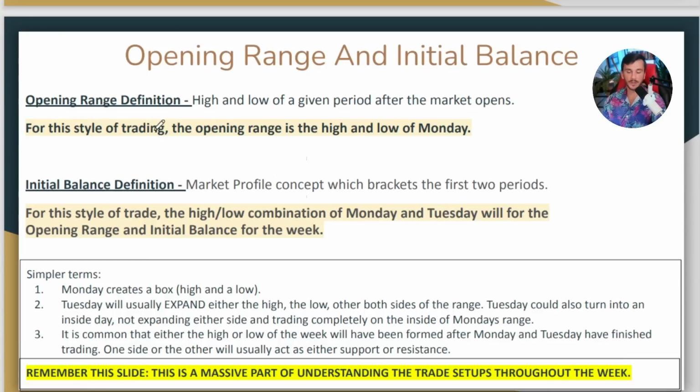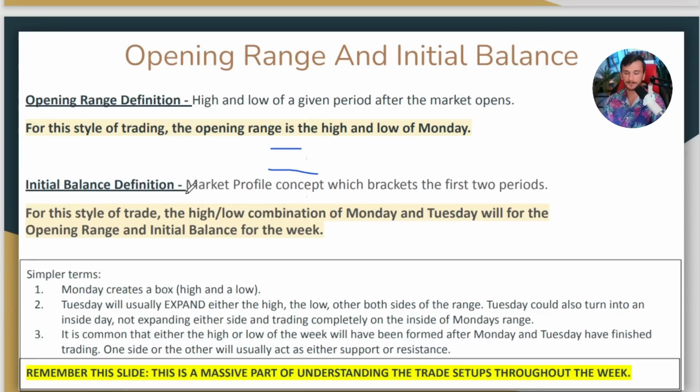So what is the definition of the opening range? The high and low of a given period after the market opens. I'm sure some of you have heard about the first 15 to 30 minutes after the market opens. Some people use the first hour or something like that. But for this trading style, we're going to talk about the opening range as Monday. The high and the low of Monday, the first day of the week, so the first trading period within a given period, the week. So that gives us the opening range for the week.